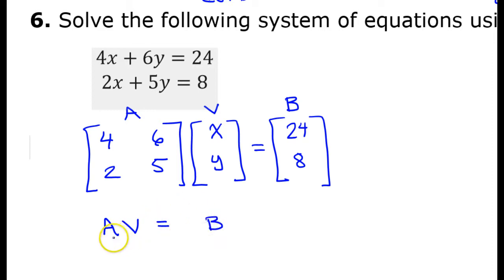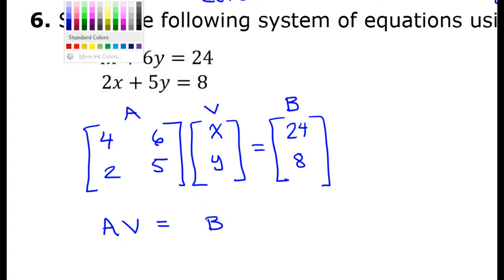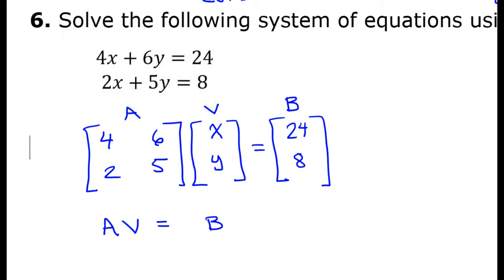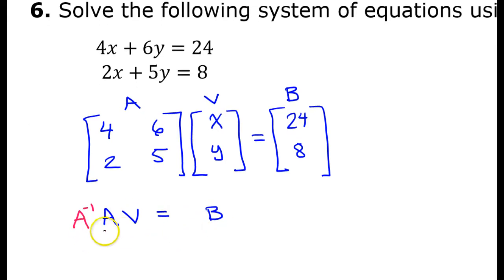Now, if these were real numbers and not matrices, if I wanted to get V by itself, I would just divide both sides by A. But you can't divide with matrices. That's not a thing. Instead, what you can do is use inverses. One of the things that we have learned is that if you multiply a matrix by its inverse, you're going to get the identity matrix. So what I can do is multiply both sides of the equation by A inverse.